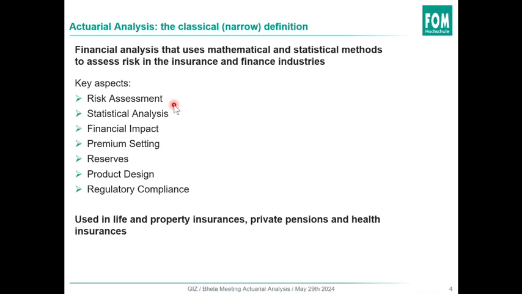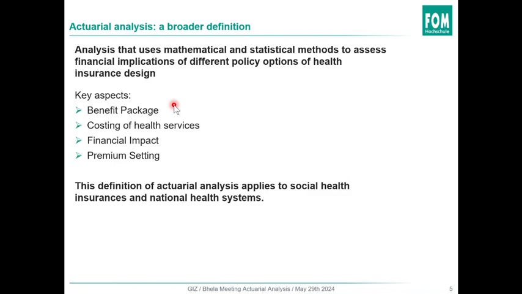Since in our context we're normally dealing with social health insurance, with statutory health insurance, this does not fully apply. So I'm suggesting a broader definition of actuarial analysis, namely calculating and assessing the financial implications of different policy options. You all know we are moving large amounts, normally millions, sometimes billions of euros, dollars, whatever your currency, in social health insurances. So the financial implications of a change in the benefit package, or of changing the insured population, or of changing a premium, are huge.